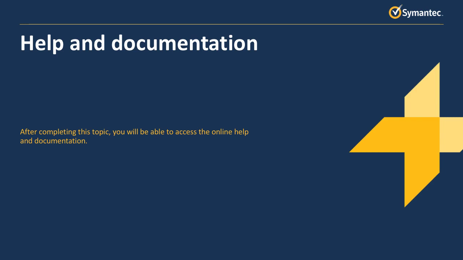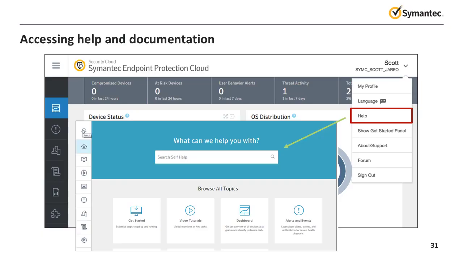This is the Help and Documentation topic. After completing this topic, you will be able to access the online help and documentation. The help and documentation for SEP Cloud is completely online. Choosing Help from the menu in the top right launches Symantec Help Center, where a user can search for specific topics, watch video tutorials, and access online product documentation.